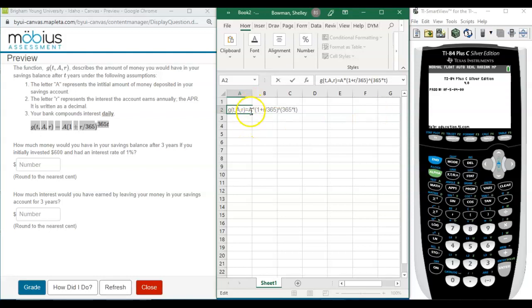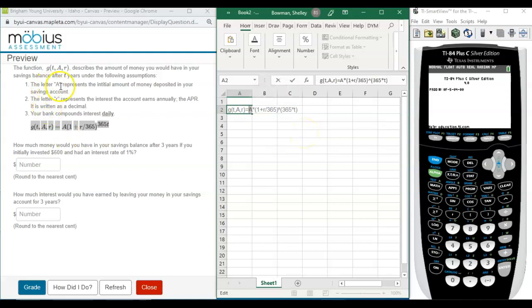Okay, I'm going to double check everything just to make sure. I have A multiply 1 plus R. We'll replace that with our APR, divided by 365 raised to the quantity 365 times t, and all of that's in the exponent, so that's good. Now I can go back through and replace these.